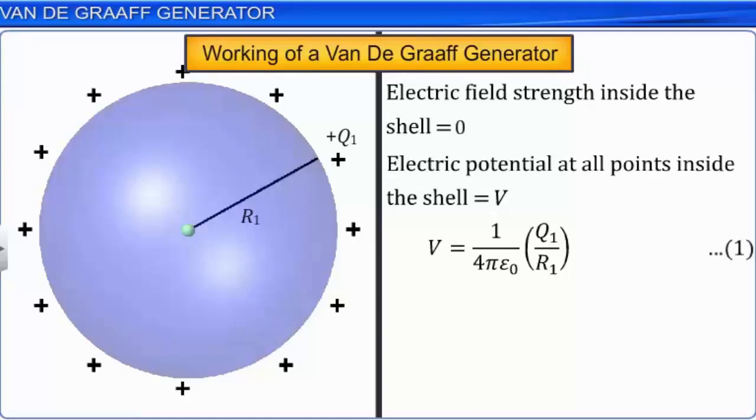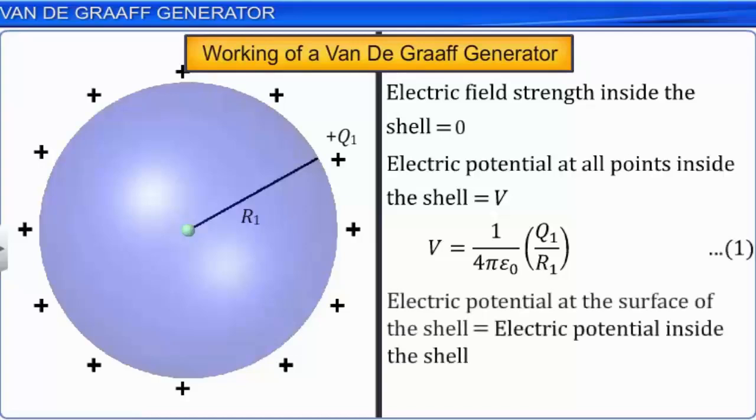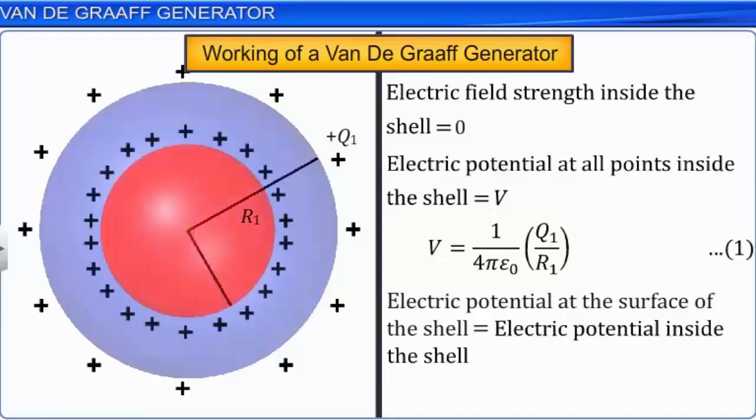We also know that the electric potential at the surface of the spherical shell is equal to the potential inside the shell. Let us assume that there is another smaller concentric sphere of radius r2 with a charge q2 on it. Now let us consider the potentials at the surfaces of the inner and the outer spheres. Let the potential at any point A on the surface of the inner sphere be V of R2. This potential is due to the charge on both the spheres.